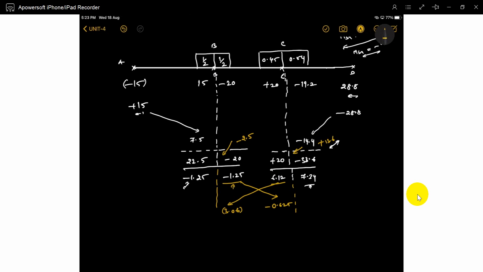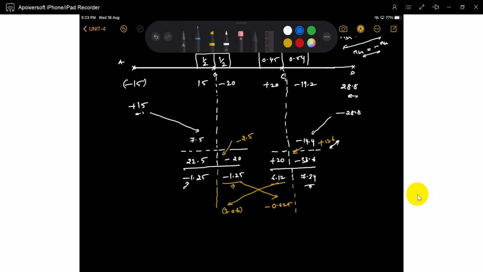Okay. Previously, up to this, it's over. We feel it is over, but we forgot the carryover moments. So we take the carryover moment into consideration. So this much is extra. It's an imbalance, na? It's imbalanced at B. This much is imbalanced at C. So we again distribute 3.06 between BA and BC to exactly maintain the equilibrium of joint B. So that is our procedure.